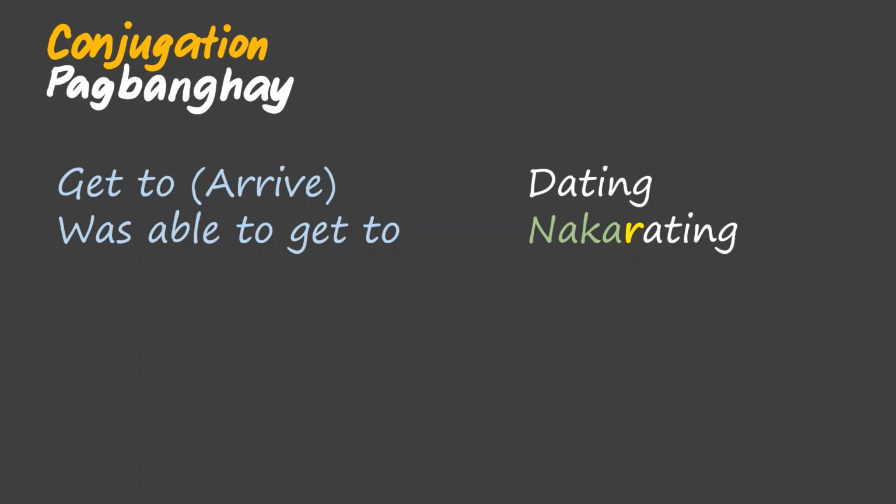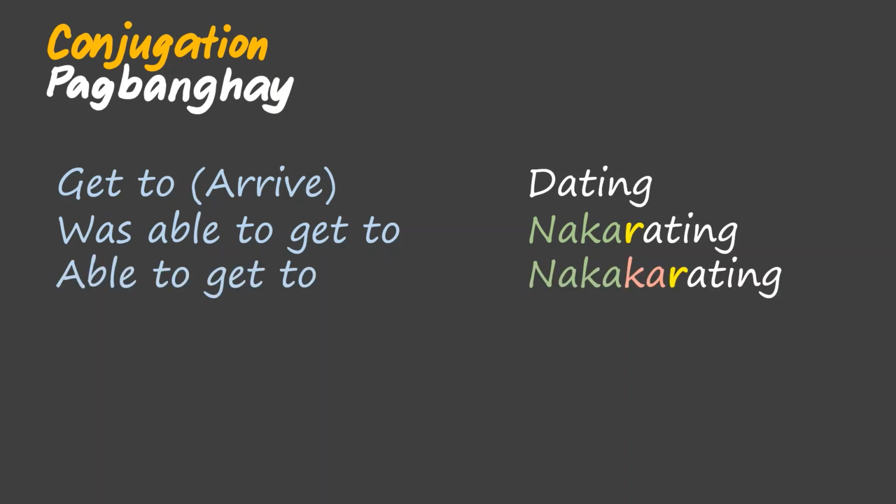Note that to indicate that this is something you were able to do in the past tense, we use the prefix naka. But we also change the letter D in dating to an R. We say nakarating instead of nakadating because this is to help us to pronounce it. It is easier for us to say nakarating instead of nakadating.